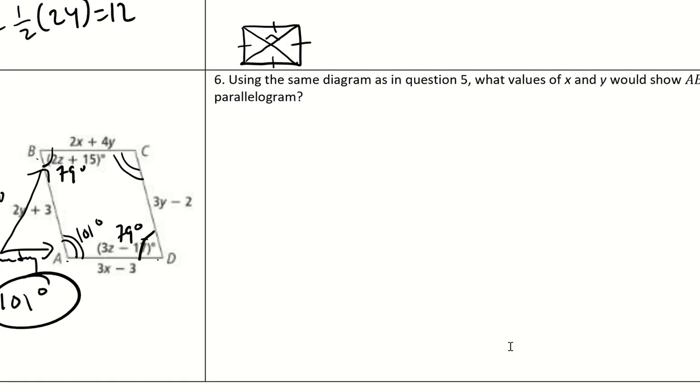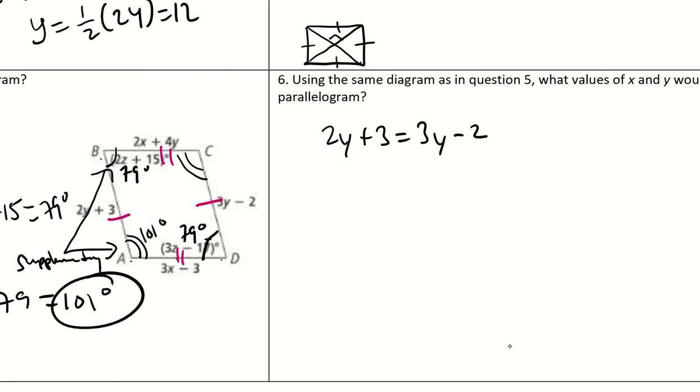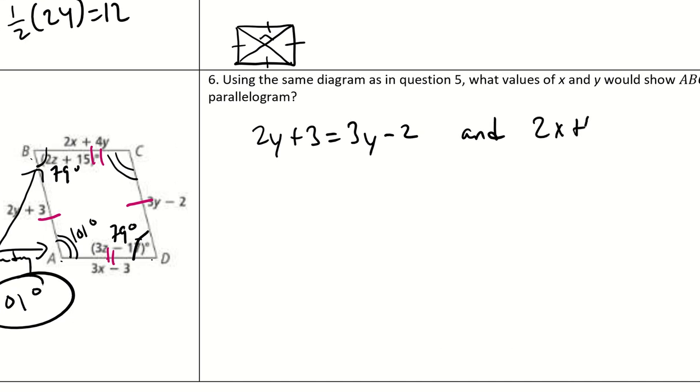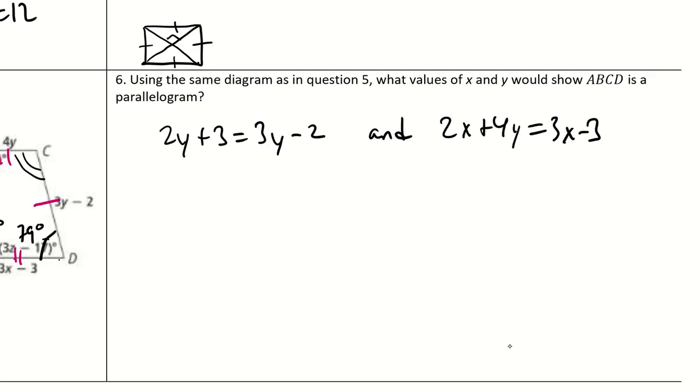All right, using the same diagram, what are the values of x and y? For this, we know that these have to be congruent and these have to be congruent because they're on opposite sides. So we're going to say 2y plus 3 equals 3y minus 2, and 2x plus 4y has to be equal to 3x minus 3. Obviously it's easier to solve the left one first because there's only one variable, so we're going to solve that first.